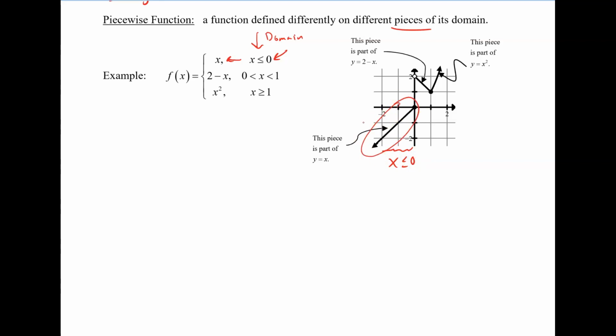y is equal to x. For the next piece of the function here, between 0 and 1, non-inclusive, I use the function 2 minus x, okay? And that would be this little segment here. And for the third part, for x greater than or equal to 1, we use x squared, okay? And that's how we get this portion here. So that is piecewise functions.